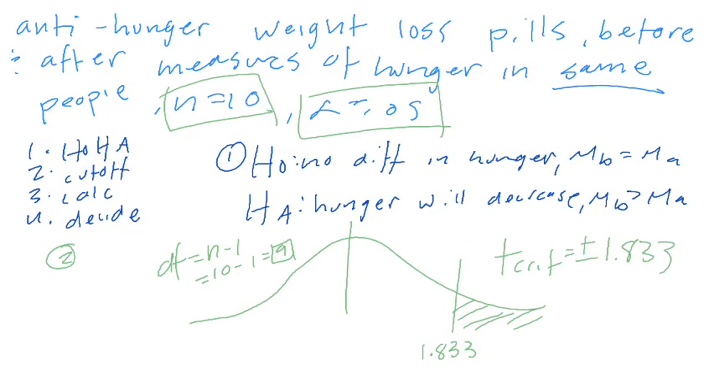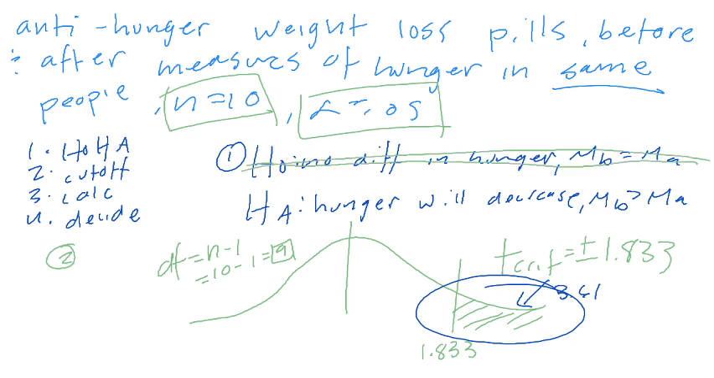Let's go over here and compare it to our scores. Is that in the critical region? It sure is. And again, we already know what to do. That means we have evidence to reject the null hypothesis, and we would suggest that the alternative is true, that hunger did decrease as a result of these pills.